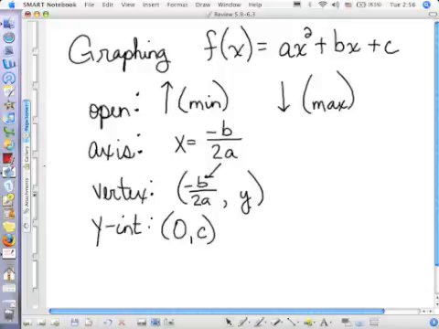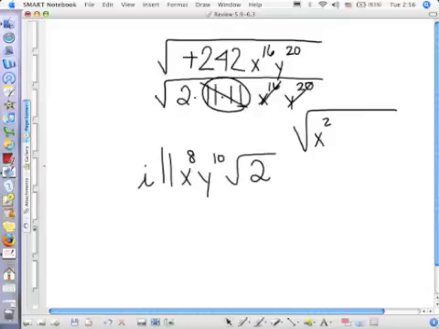The vertex sits on the axis of symmetry, so x is the same value, and you find the y-coordinate by plugging x back into the function and figuring out what y is equal to. Also, if you're asked to find the minimum or maximum value, that would be the y-coordinate of the vertex. And the y-intercept is always your constant term. Don't change the sign, just whatever it is. If c is positive, your y-intercept is positive. If c is negative, so is your y-intercept.